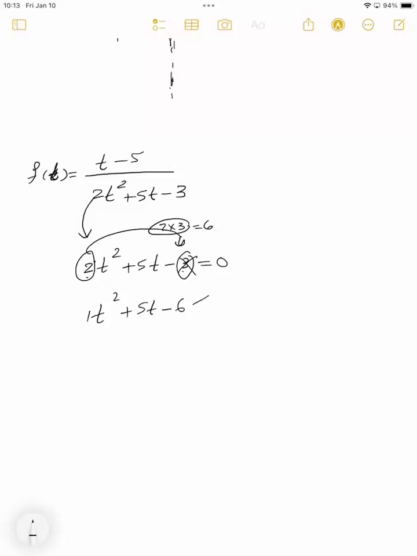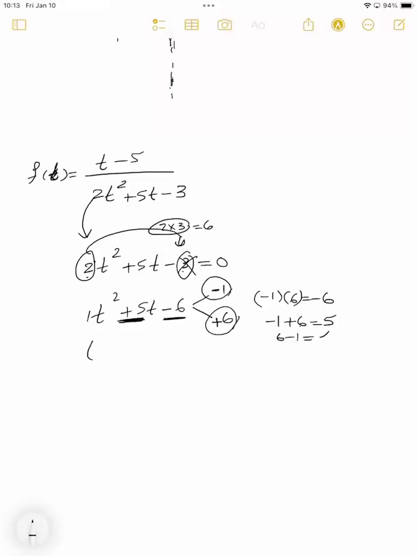And then we say 2 numbers to multiply to give us negative 6. Such numbers are 1 and 6, right? 1 times 6 is 6. But we want to get a positive 5. So this has to be positive and this has to be negative. Because again, negative 1 times 6 is negative 6, right? And if I add them, I do get positive 5 because this is 6 take away 1, which is positive 5. So these are the factors.